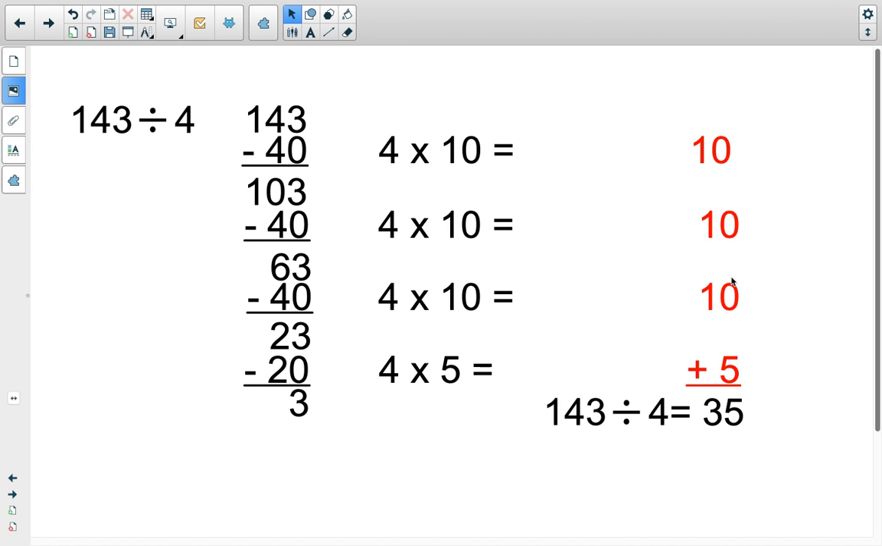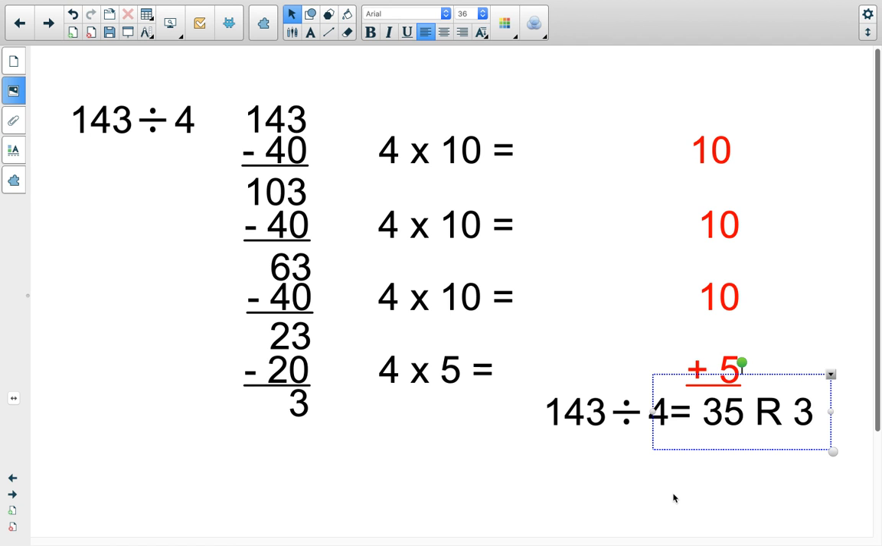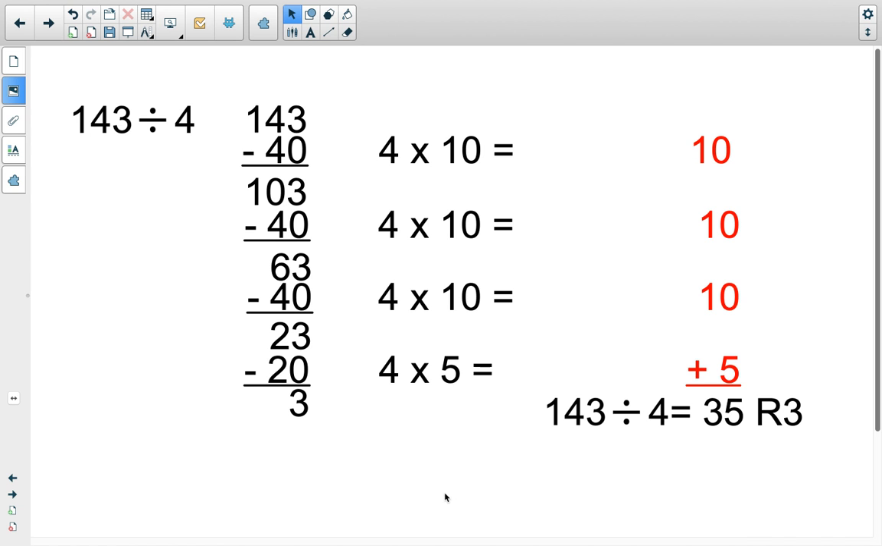All I have to do is add up all the fours I've used. Well, I've used 35 fours, right? So 143 divided by 4 is 35, and we're going to say with remainder 3. So R3 stands for remainder 3. In other words, there's 3 left over at the end here. It doesn't go in evenly. There's a remainder of 3.